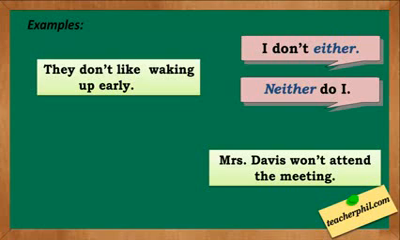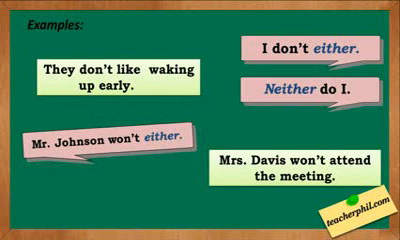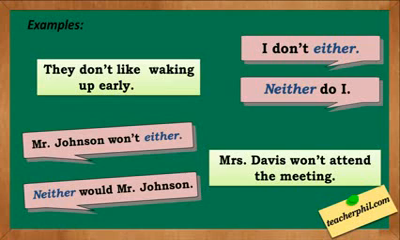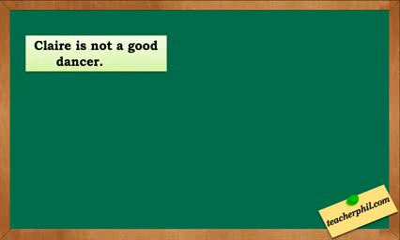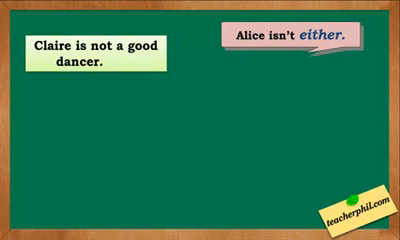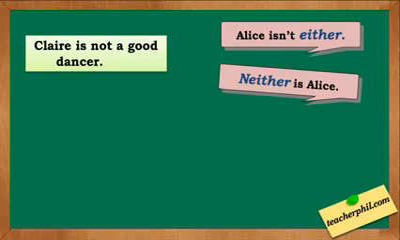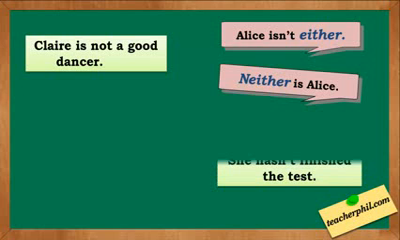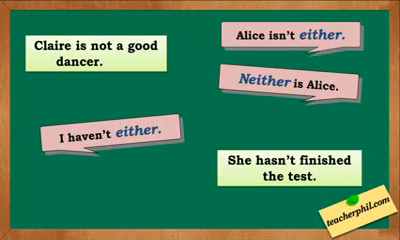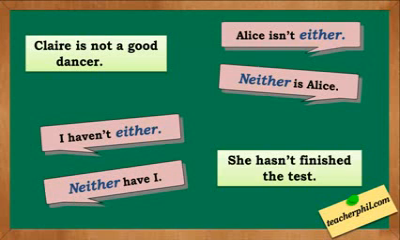Mrs. Davis won't attend the meeting. Mrs. Johnson won't either. Or, neither would Mrs. Johnson. Claire is not a good dancer. Alice isn't either. Or, neither is Alice. She hasn't finished the test. I haven't either. Or, neither have I.